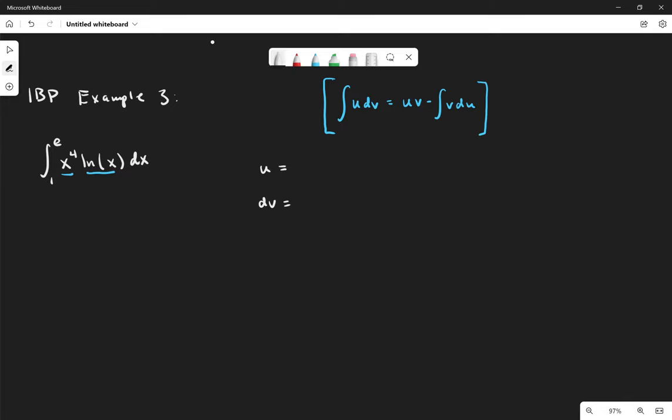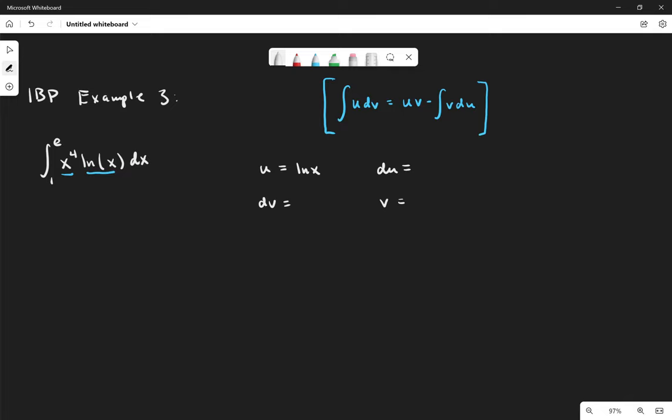But if you think about it a little bit, here's my du and here's my v. If I pick it this way and I choose u as x to the fourth and dv as ln x, I would have to integrate ln x to get v. And the integral of ln x is not 1 over x. That's the derivative. We don't actually know the integral of ln x. That would require integration by parts, though I haven't done a video on it. So it's probably not a good choice. Either way, it's not a good choice.